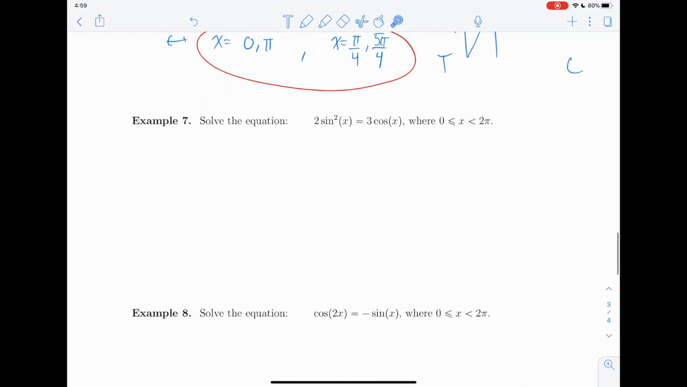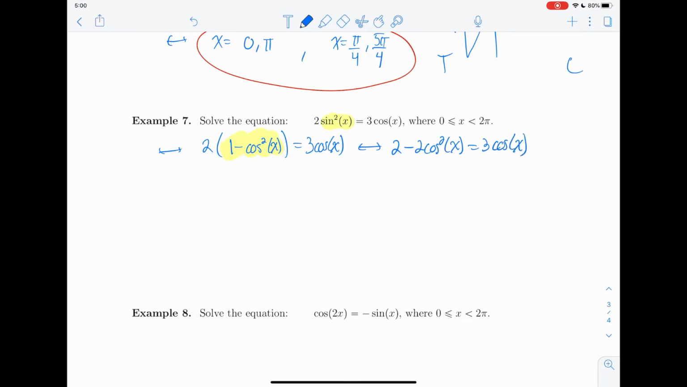So we ask ourselves in this situation, is there a trig identity that relates sines and cosines and potentially their squares? And the answer, of course, is yes, the Pythagorean identity. So what I'm going to do is replace that sine squared of x with a 1 minus cosine squared. So this is equivalent now to considering 2 times 1 minus cosine squared of x equals 3 cosine of x because of that substitution. Now I can distribute the 2 and I'll get 2 minus 2 cosine squared of x is equal to 3 cosine of x.